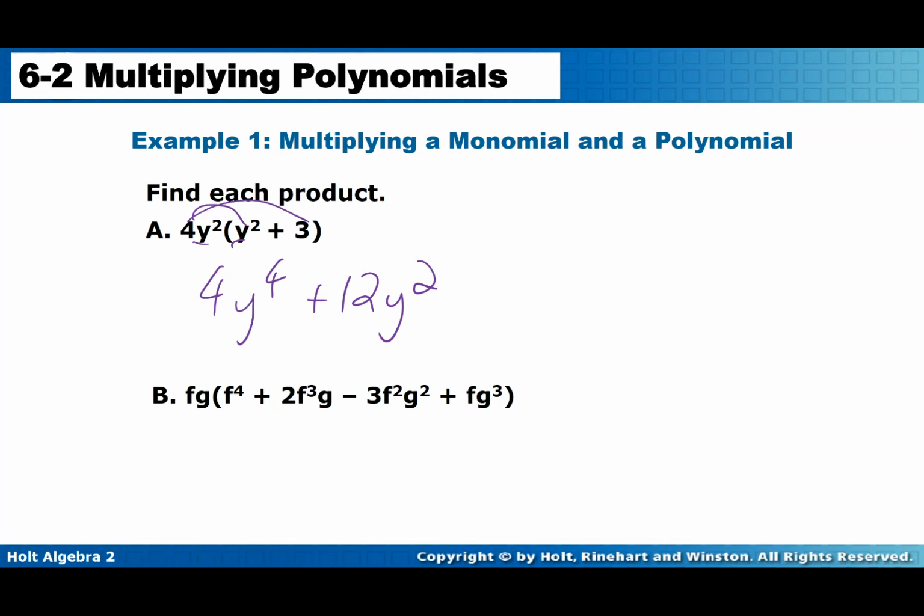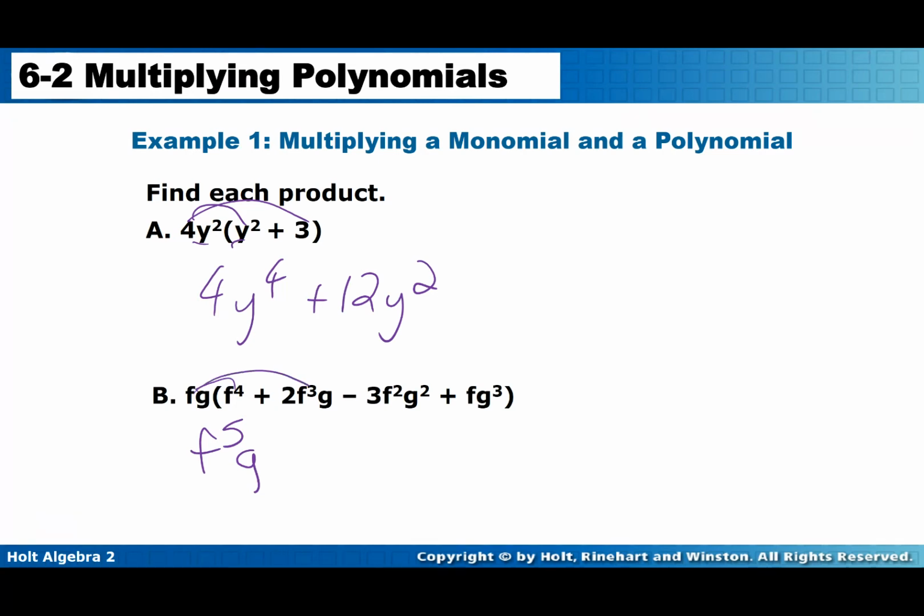Okay. So anyway, number B. FG times all of this. So we're going to just distribute. So let's do one thing at a time. FG times f to the fourth. Well, that's f and f to the fourth. That's going to make f to the fifth because f to the first power and f to the fourth power, 1 plus 4 is 5. So that's going to be f to the fifth and then g because why not? G is still there.